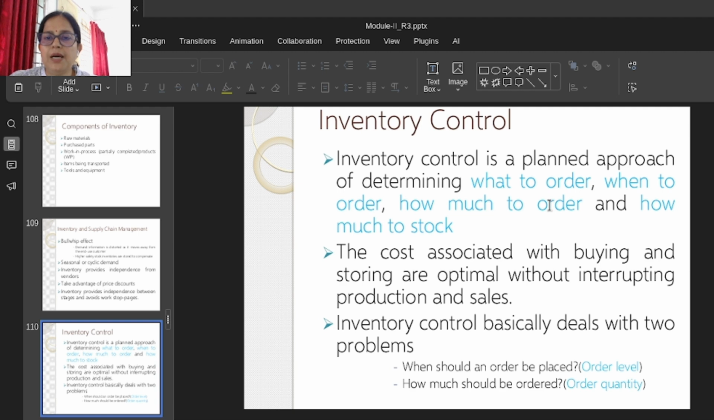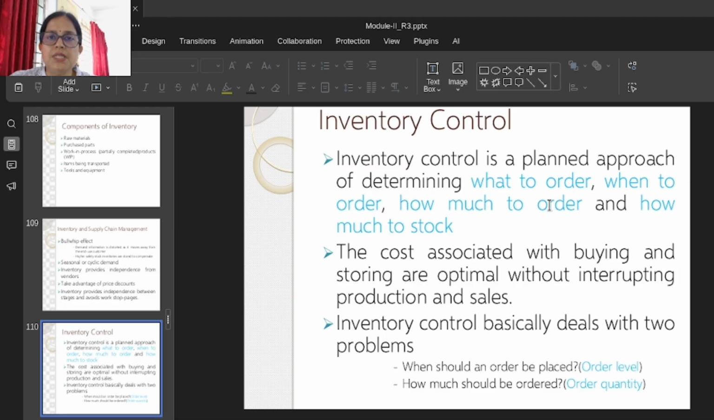Inventory control is a planned approach of determining what to order, when to order, how much to order and how much to stock. These things are very important in the case of inventory control. What to order? We need to know what we need to order. When to order? We need to know the period between which we place our orders. How much to order? What is the quantity we need to order? How much to keep in the store so that the whole process we can manage properly.